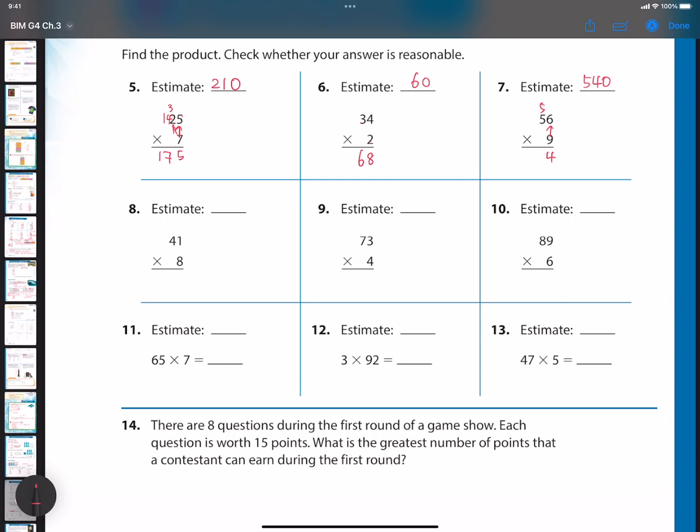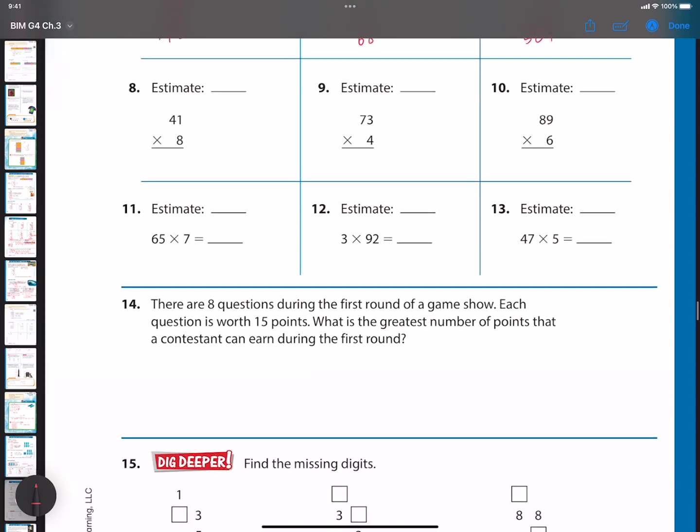What about 9 times 5 or 5 times 9? Yeah, 45. So 45 plus 5 is what? 50. So the answer is what? 504. Okay, so your estimation was what? 540, which is reasonable. All right, number 8.